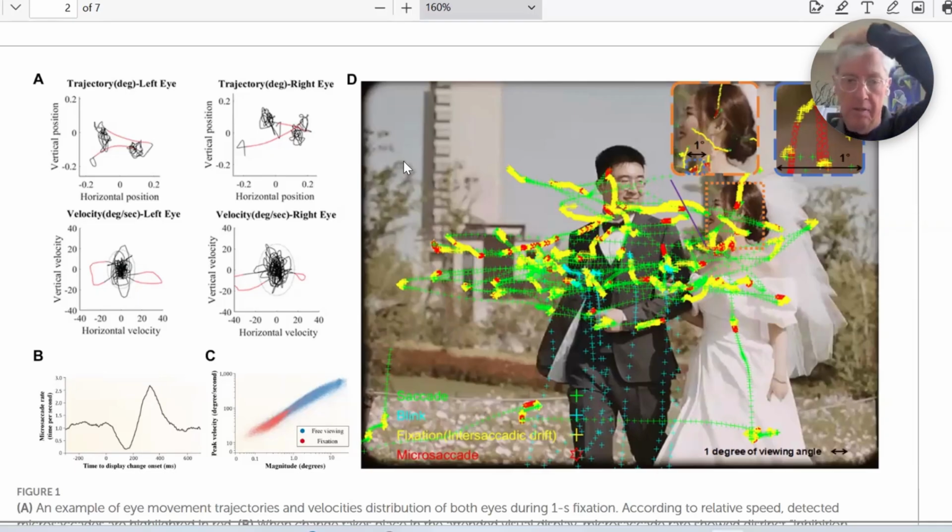Even when you think they're fixed, so you think your fixation is in yellow here, you can see the eyes are drifting during that fixation. And then there's this microsaccade.